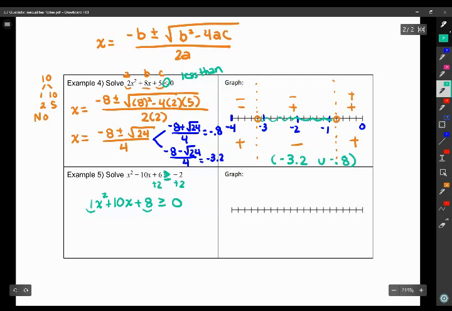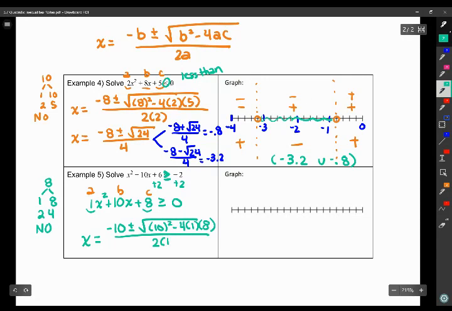So 1 times 8 is 8. Our factors of 8 are 1 and 8, or 2 and 4. And we're trying to get 10. None of them give us a 10, so this is a big no, which means we have to do quadratic again. So x is equal to, and remember this is A, this is B, this is C. So we go negative B plus or minus the square root of B squared minus 4 times A times C, all over 2 times A.